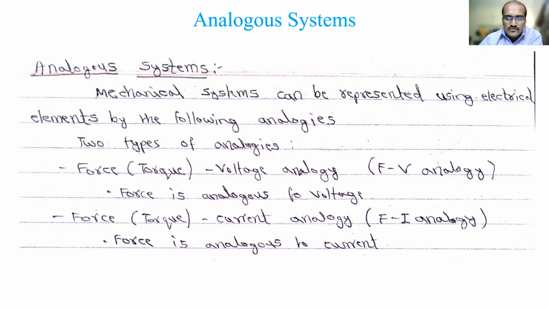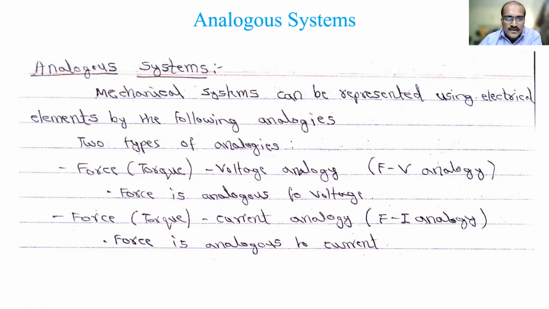Similarly, in electrical system, we have either voltage or current. Based on that, we have two types of analogies. One is called the force voltage analogy, or in short the FV analogy. Here force is analogous to voltage. This is the main thing. Along with that, there are many parameters we have to find out now. We have to derive what the other things analogous to voltage are.